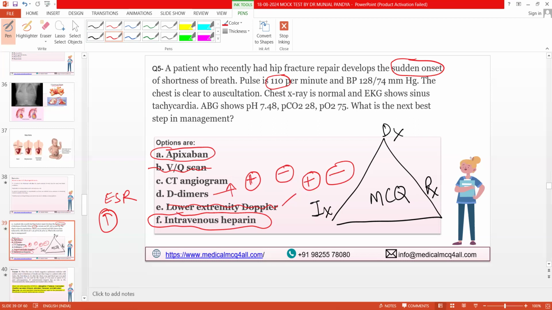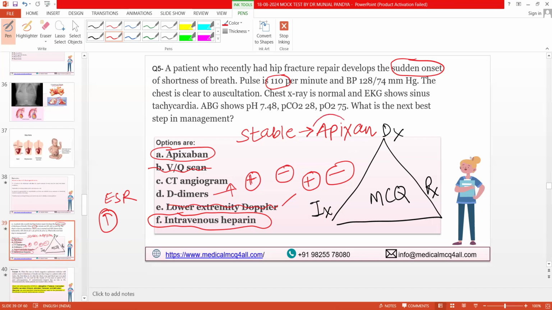Sorry? Patient is stable, sir. Still they're having symptoms, but the patient is stable. Stable. Yeah. Better go with A, sir. Apixaban. Yes, sir. Why not heparin? My question is, why not heparin? Heparin will dissolve only the freshly formed clots. It won't dissolve the embolus. So I don't feel heparin is right here, sir.